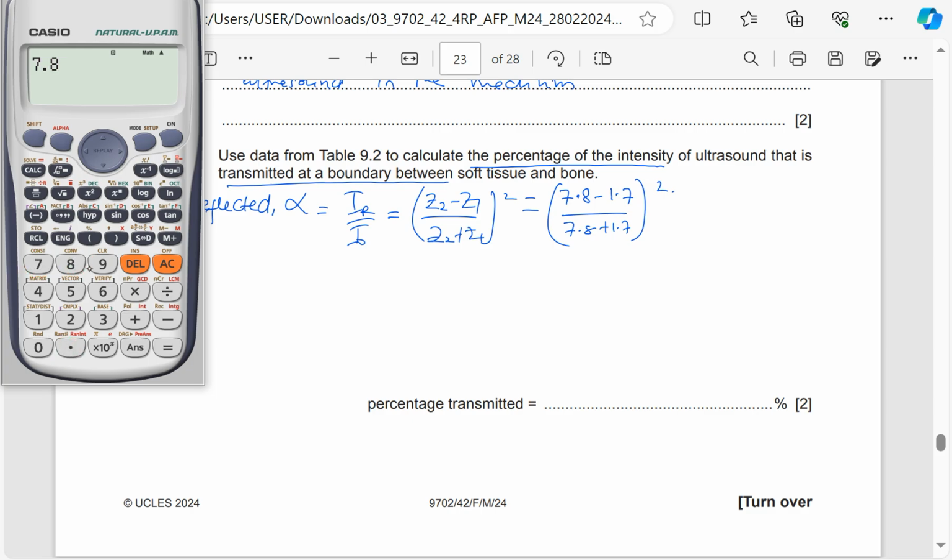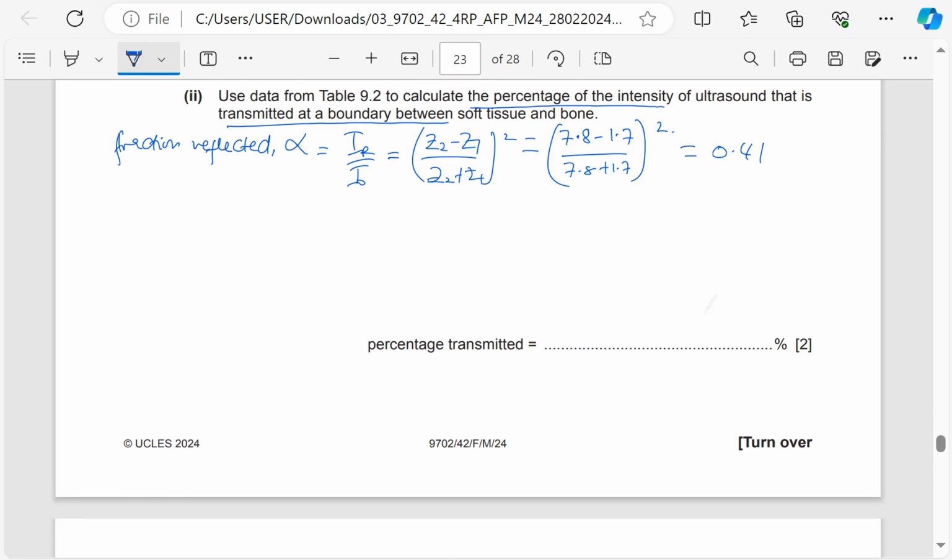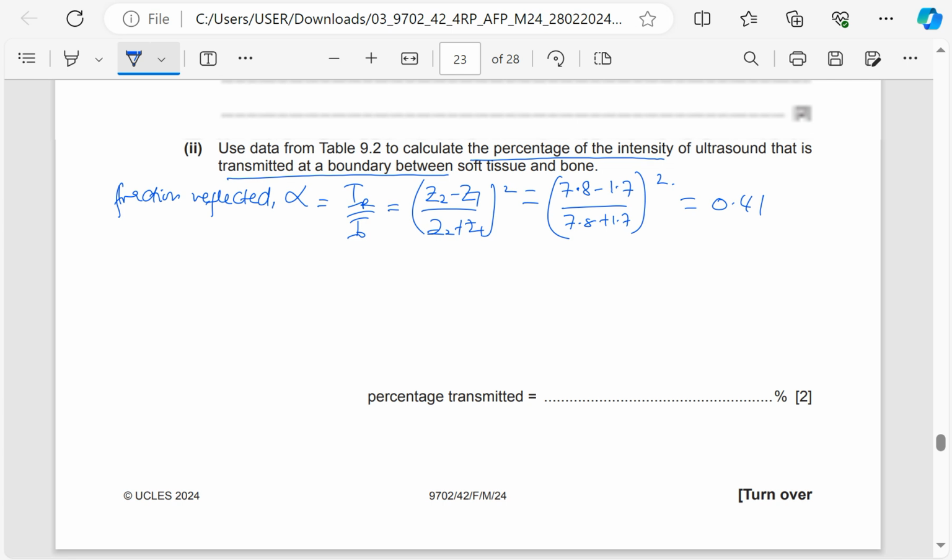So 7.8 minus 1.7 divided by 7.8 plus 1.7, but this should be squared. So this is giving me 0.41. I'll write two significant figures, 0.41. That is the fraction reflected. Then I'll write the fraction transmitted.